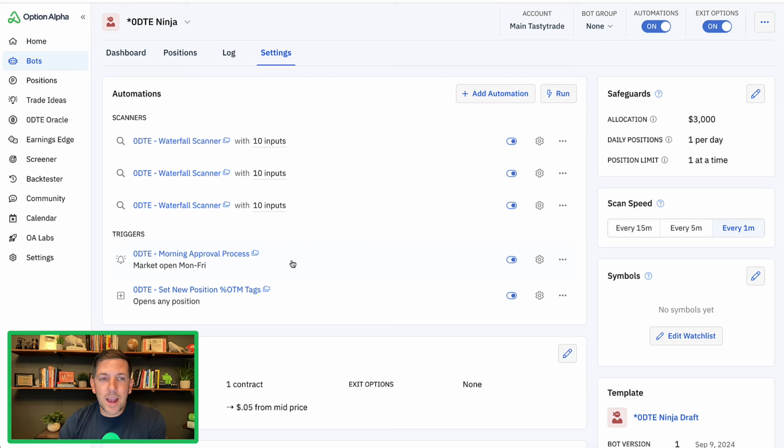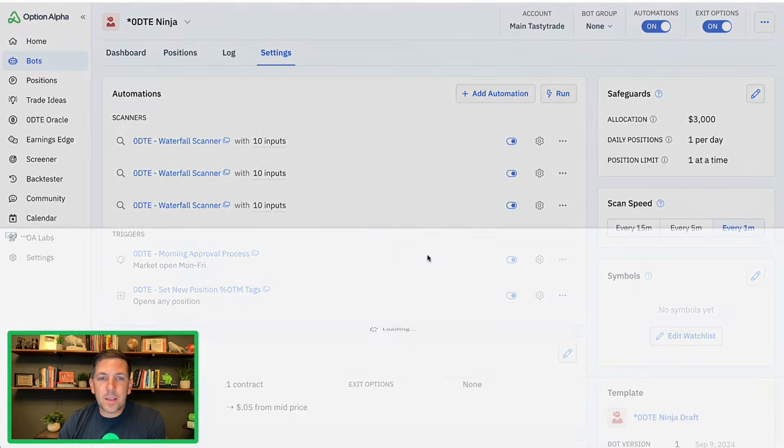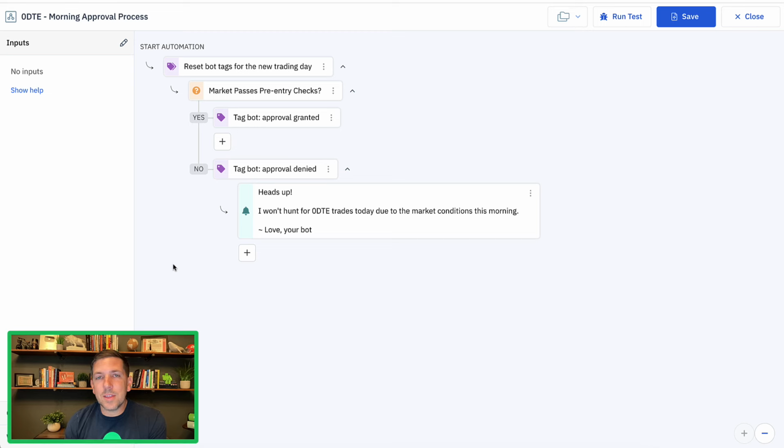But the first thing that I have here is this morning automation that runs, and I call it my morning approval process. Now this runs every single day, Monday through Friday, skips market holidays because we don't trade on market holidays. But it basically just runs right after the market open. And the way that I run this is I treat this as my approval process for if the bot can trade for the day. And so you could add this approval process to any of your bots if you wanted to. So it's kind of like a plug and play addition if you get the template.